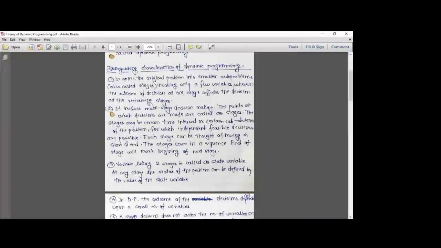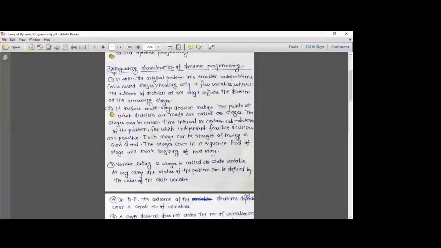Then the analysis is done: why it is good, why it is bad, and accordingly the decisions are taken for the next milestone or next stage, right? That is called multi-stage decision making, or the milestone-based project. There are some distinguishing characteristics of dynamic programming that you should know, right?